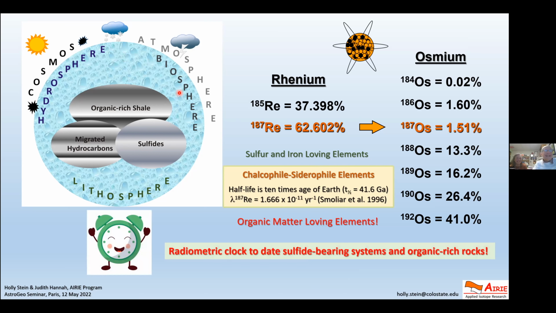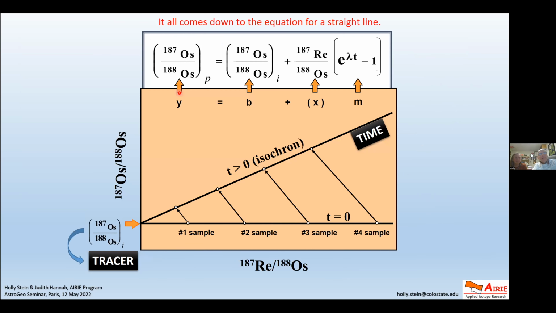Okay. So this is our little clock, a radiometric clock to date sulfide-bearing systems and organic-rich rocks. And this is really a unique thing with this chronometer, because it covers a part of telling geologic time that can't be covered by other systems, uranium-lead, argon, and so on. Okay, now it's very simple.